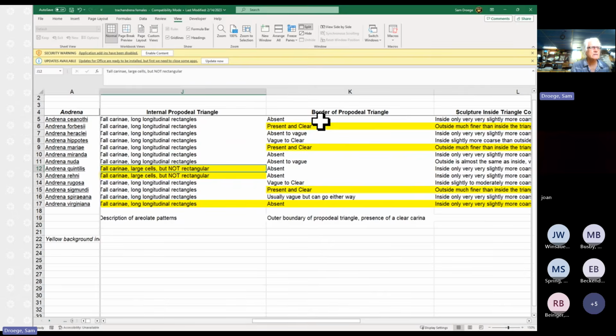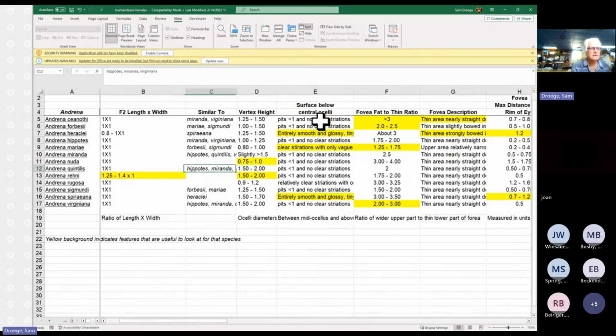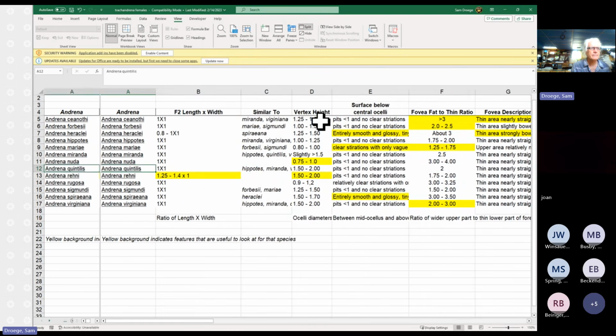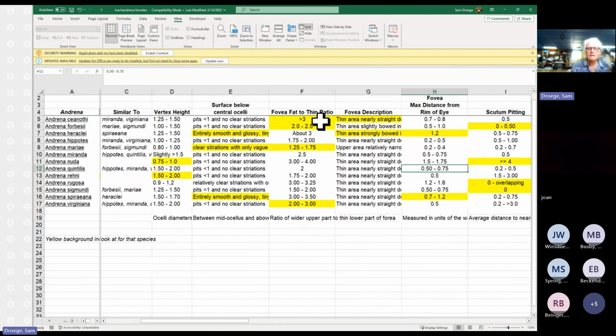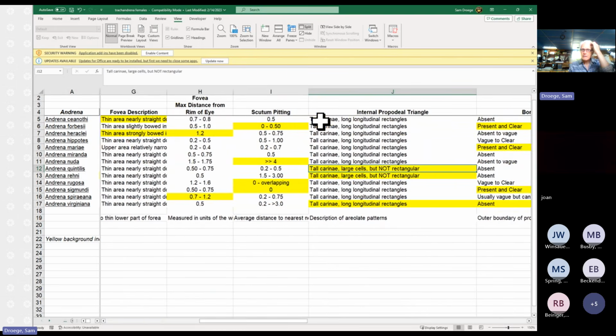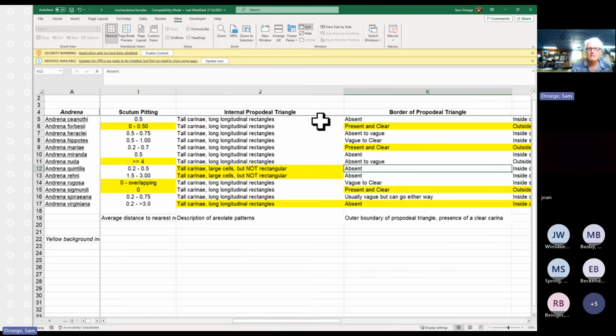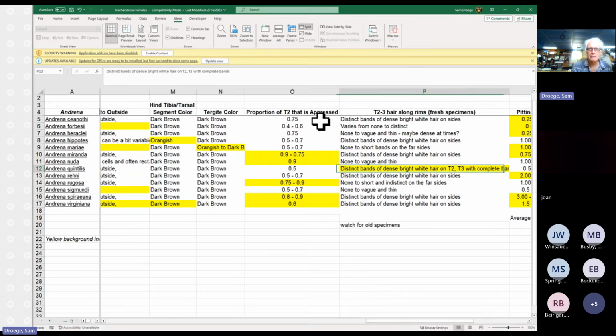So when we look at quintilis, I'm going to start at the beginning here and look for our yellow areas. So here, when we're looking at the internal parts of the propodeal triangle, it says tall carinae, large cells, not rectangular. So in other words, there's not that pattern of tall rectangles. And if you look elsewhere, most of the other species have that rectangular aspect to the cell structure. So it's probably netted or something like that. Again, I will be interested as well as you.